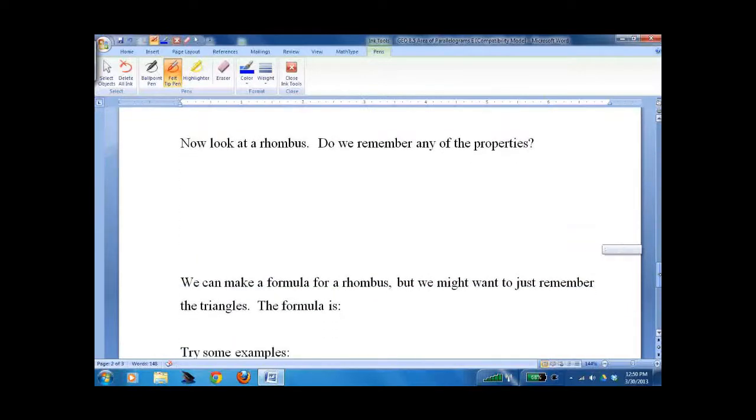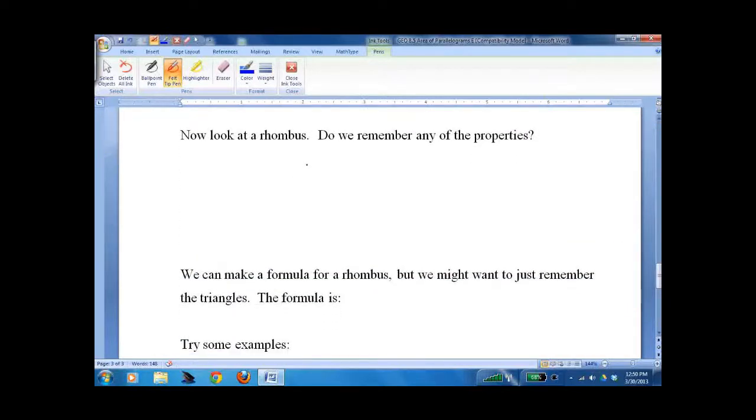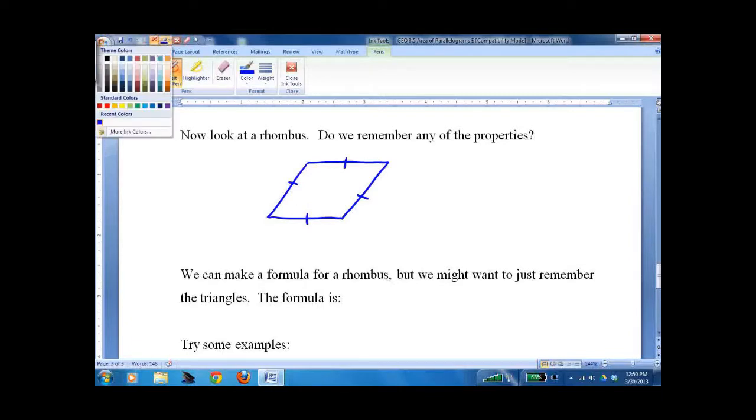So we talked about the triangle because now we look at a rhombus. Rhombus is just a shape with 4 sides. Each side is equal length. Put the little tick marks. Hopefully you remember, and if not, that's why we review things, that the diagonals, and these are diagonals, meet at right angles, creating 4 congruent triangles.